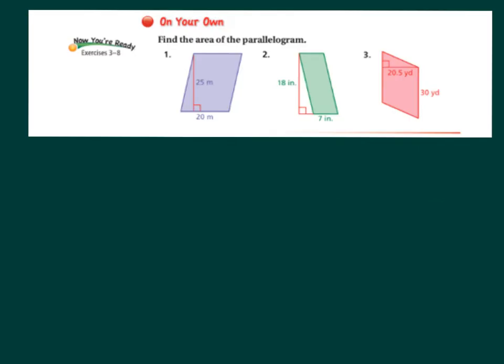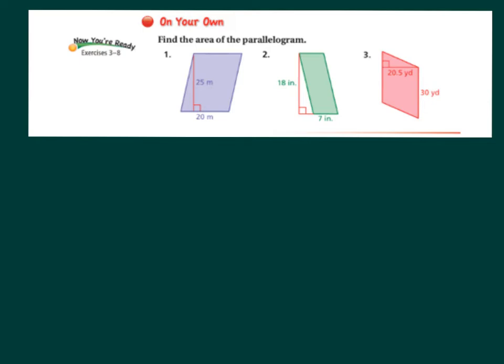Okay, now we have 3 practice problems. Again, it's kind of blurry. The base on number 1 is 20, the height is 25, the base on number 2 is 7, the height is 18, the base on number 3 is 20.5, and the height is 30. Make sure you put your units in units squared and try these on your own.